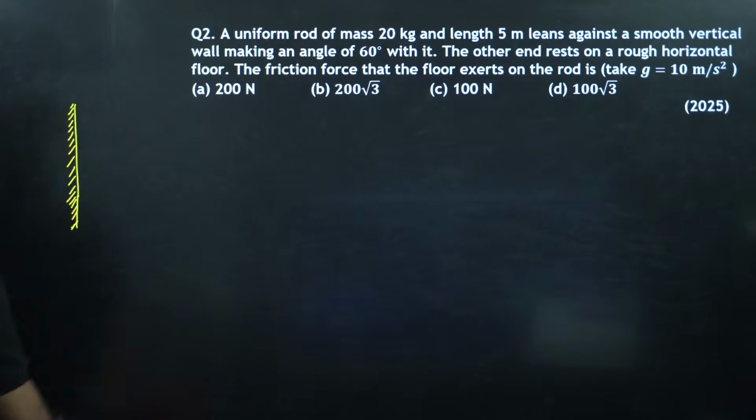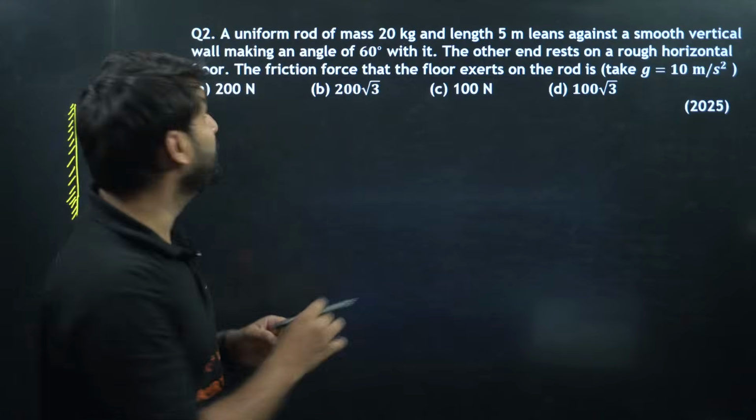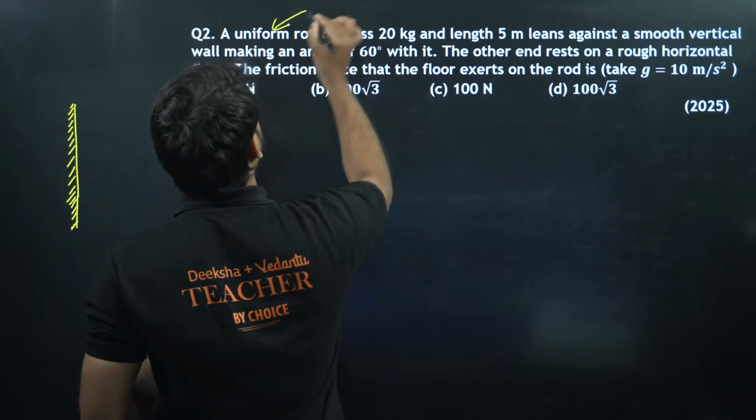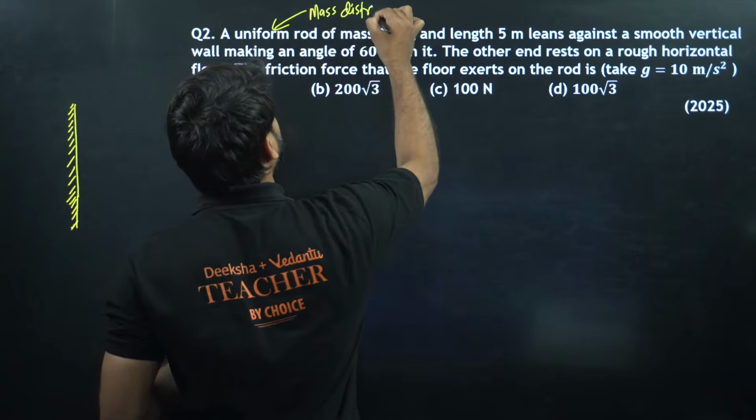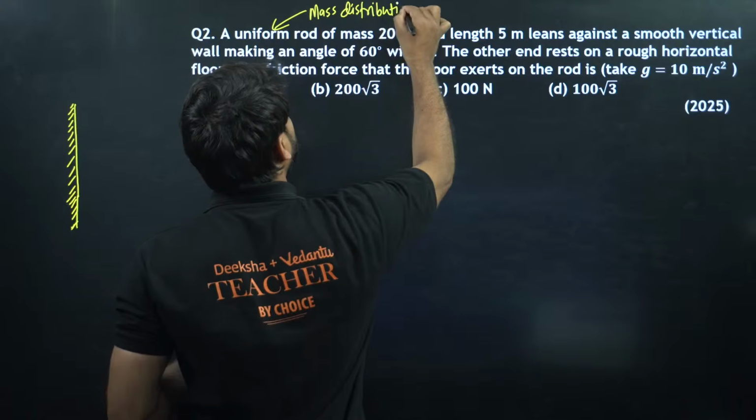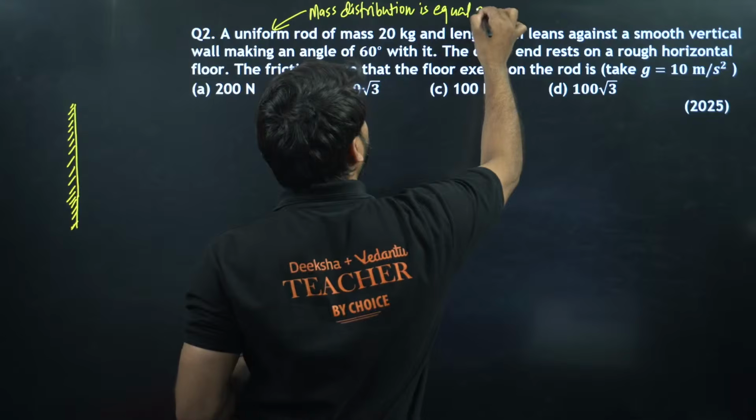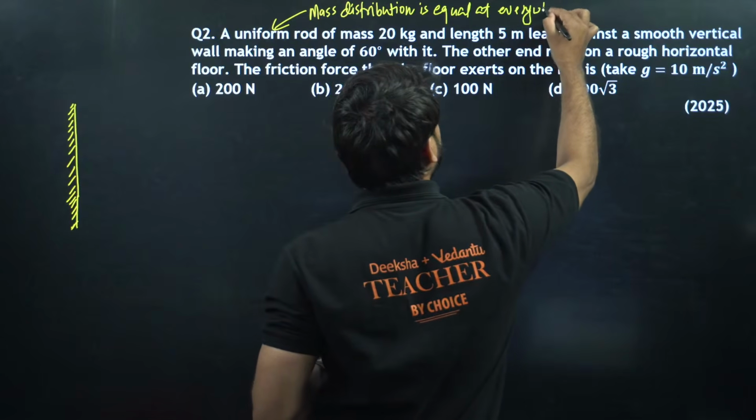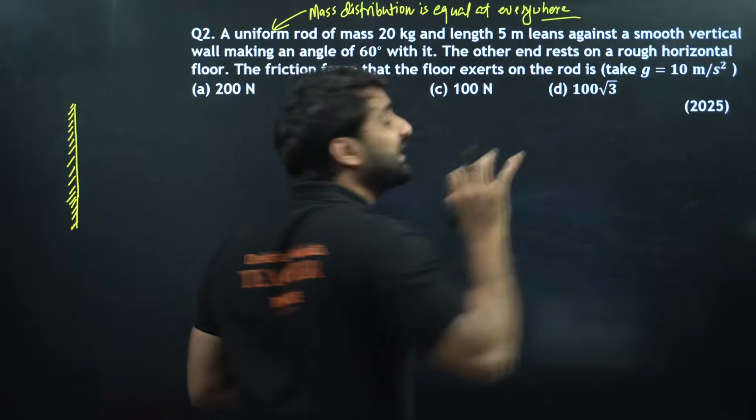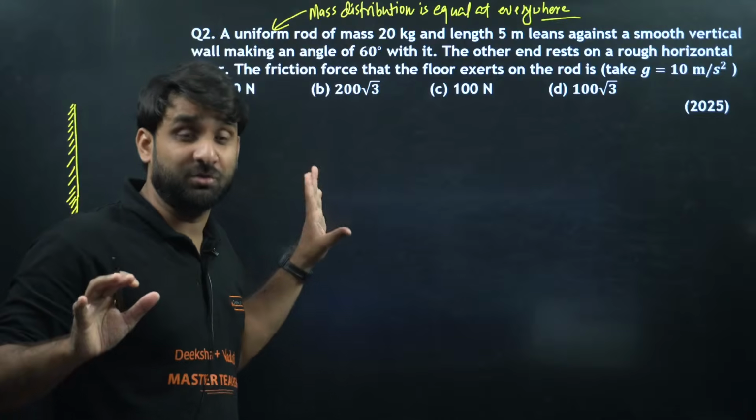Okay, this is a wall, and a uniform rod of mass. Uniform rod means the mass distribution is equal everywhere. It means that the center of mass will be exactly at the center, because of the uniform distribution of mass.